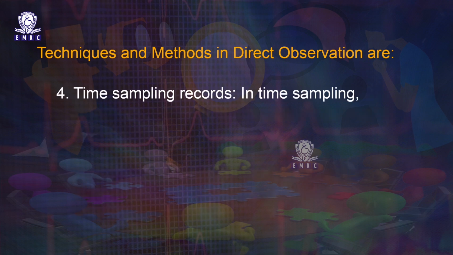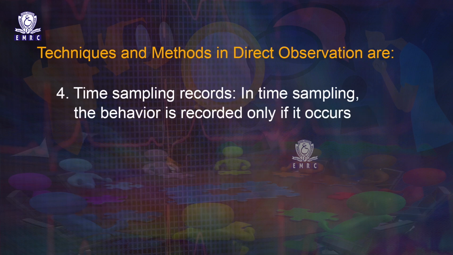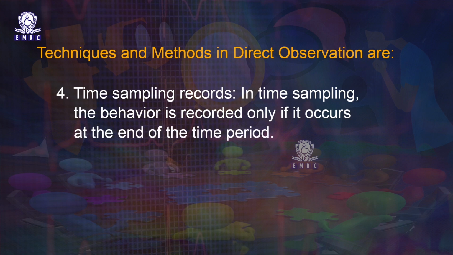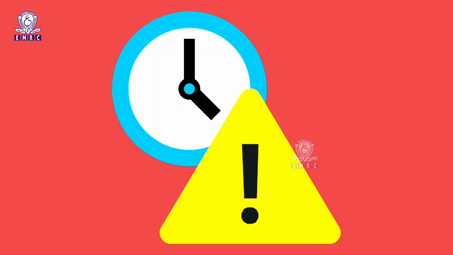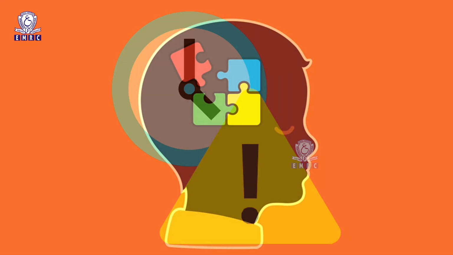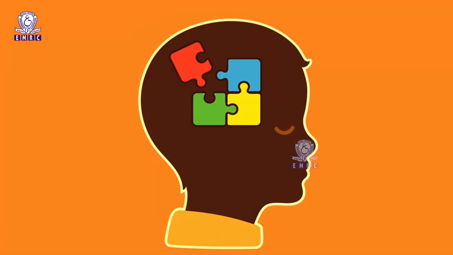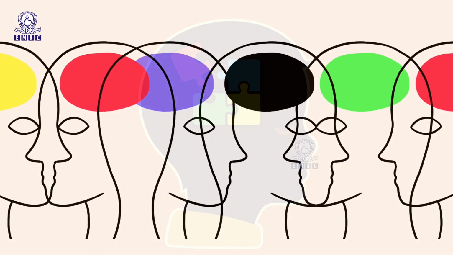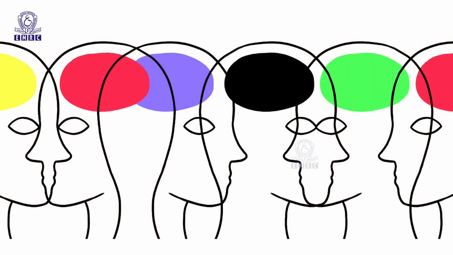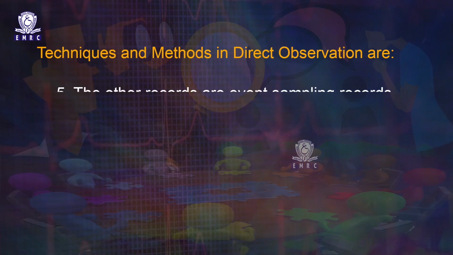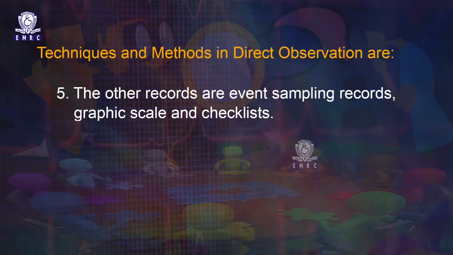Time sampling records. In time sampling, the behavior is recorded only if it occurs at the end of the time period. When the specified amount of time has expired, the observer looks at the subject and determines whether or not the behavior is occurring. In general, this technique is used for behaviors which are longer in duration. The other records are event sampling record, graphic scale and checklist.